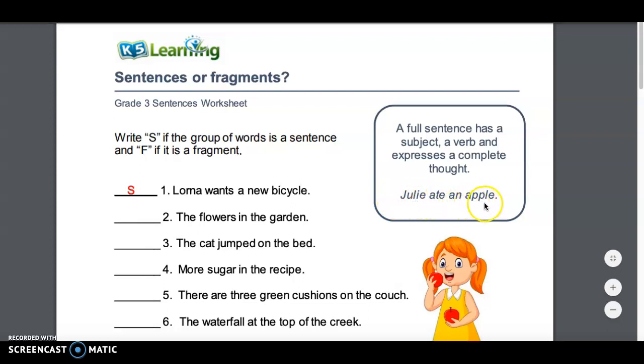Julie ate an apple. The subject or noun is Julie. What did she do? The verb is ate an apple, and that expresses a complete thought. Sentences that are complete, you're going to write an S. Sentences that are a fragment, that means it's not a complete sentence. That is called a fragment, so you would write F.